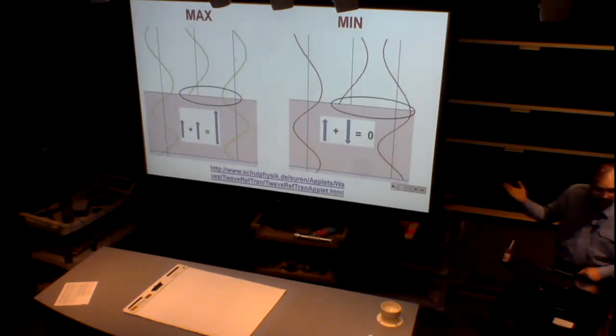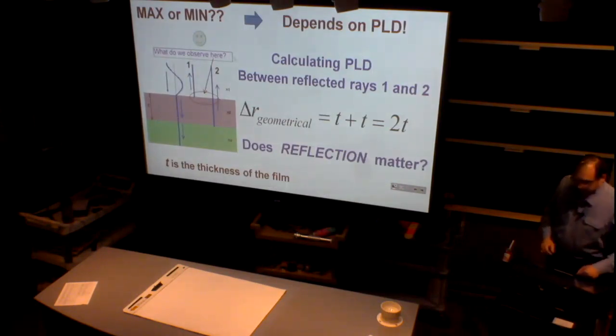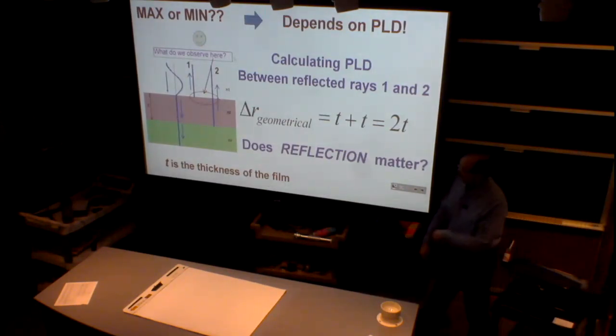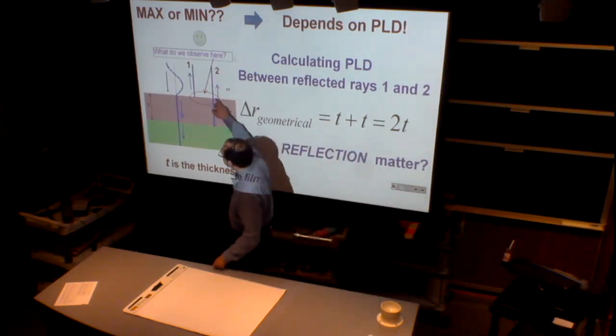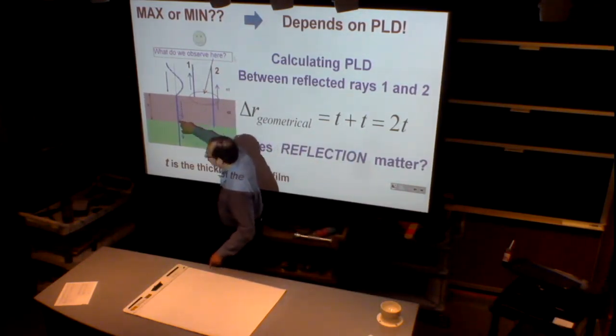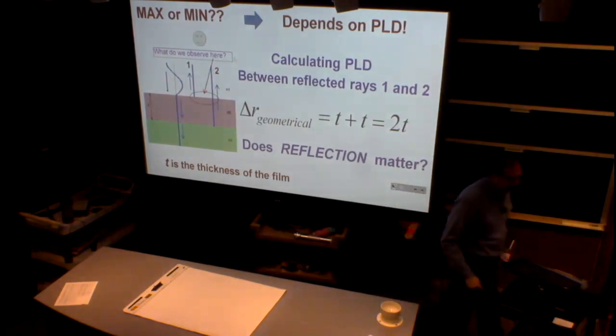This is when we should observe a maximum of reflected light or no reflected light at all. This is how much longer the second ray travels. It travels this distance down, and then it travels this distance up. So thickness T plus thickness T tells us the geometrical path length difference.